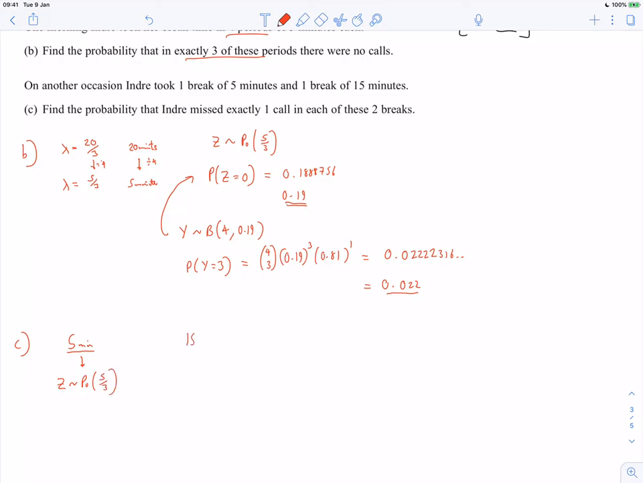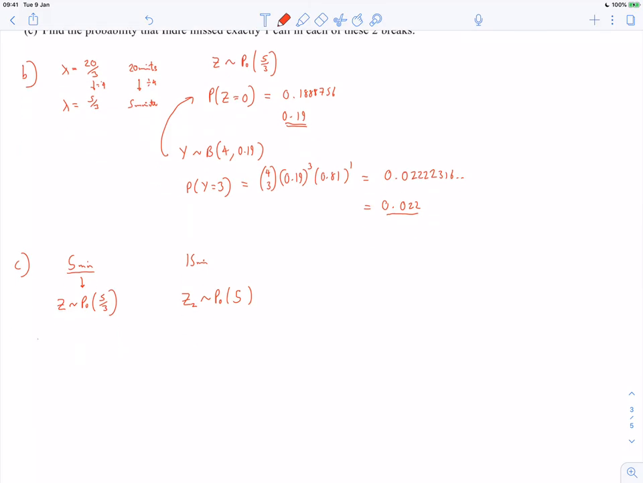But now in the 15-minute interval, it's 3 times as big. So actually, let's call this Z2. This is going to be distributed by a Poisson distribution of 5 now, because we've got to scale it up by 3. So I want to know the probability that Z equals 1 under the first distribution. If I go over to my distributions, Poisson, PD function, I want 1 as my x value, 5/3, I get that value is 0.31479, which I'm just going to round to 0.3148.